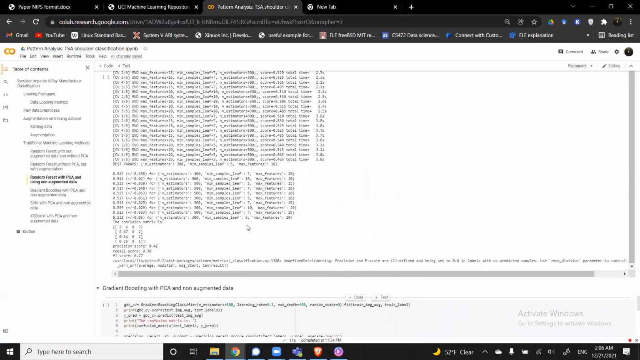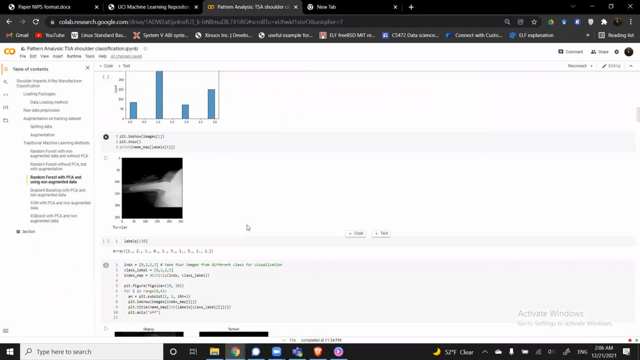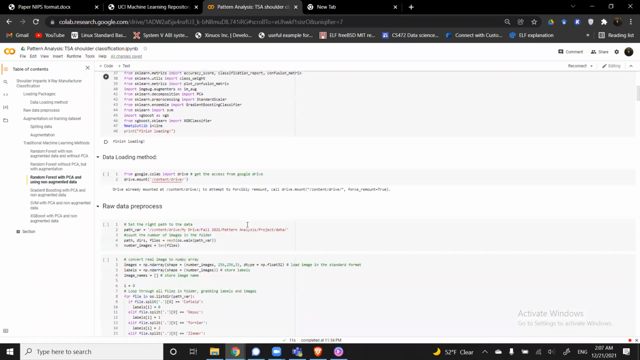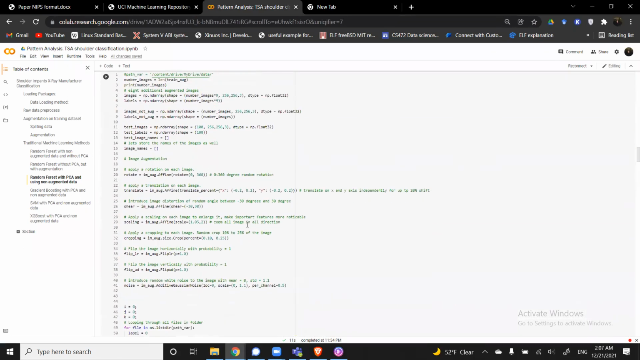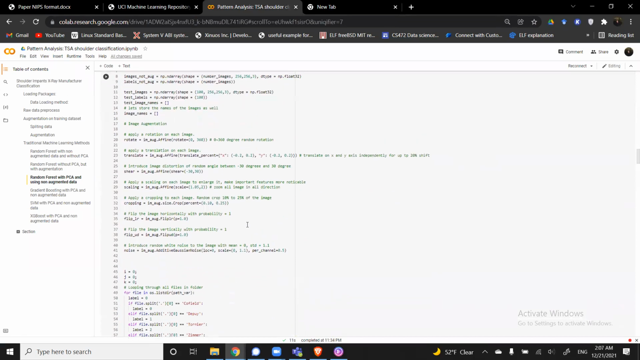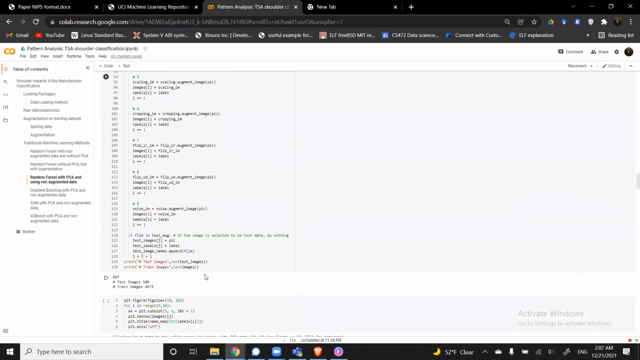So taking a look at the code, we are just here loading the data, labeling the data, and all this stuff. Then right here, this is the augmentation part of the data. So we rotate an image, we translate an image, perform shear, scaling, cropping, horizontal and vertical flipping, and the addition of Gaussian noise.